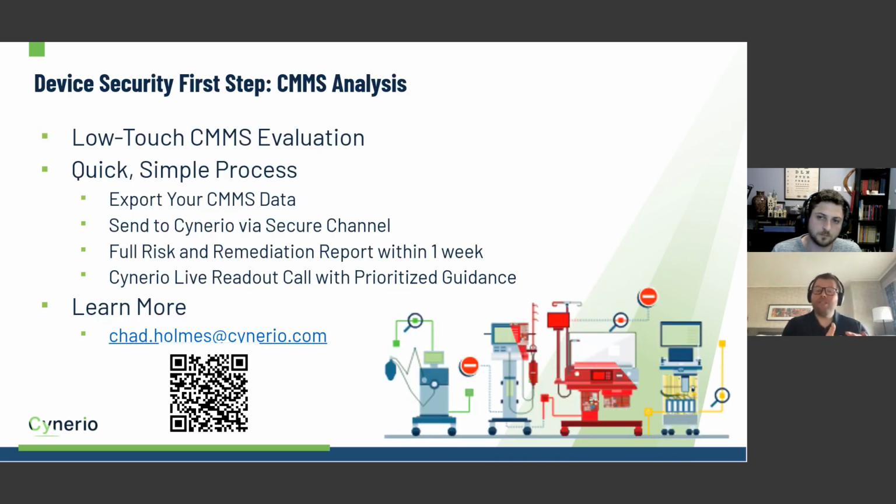We also have CMMS analysis. Like I said, you have a database of all your devices, or at least a subset of your devices. What we can do is get a very simple export. Sometimes it's just 2 or 3 columns, no sensitive data in there. Our team will analyze that over a couple of days. And again, about a week later, we'll schedule a readout call with you where we say, here's all your devices. Here are the risks. Here is the prioritized steps you should take.